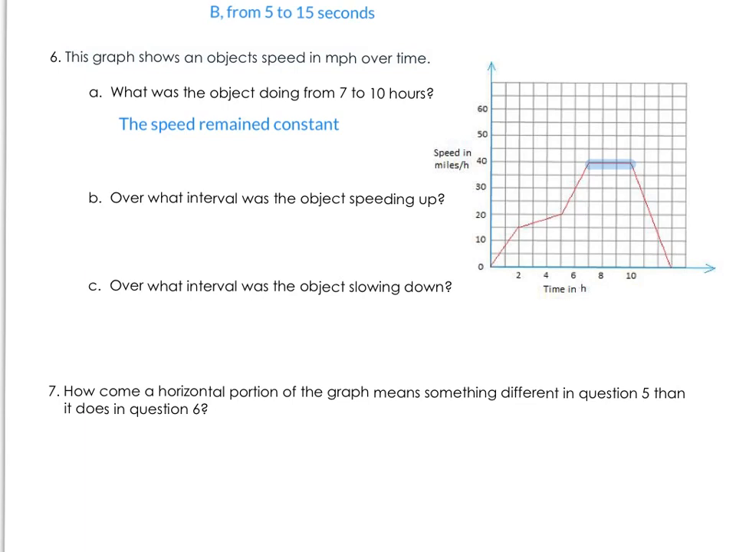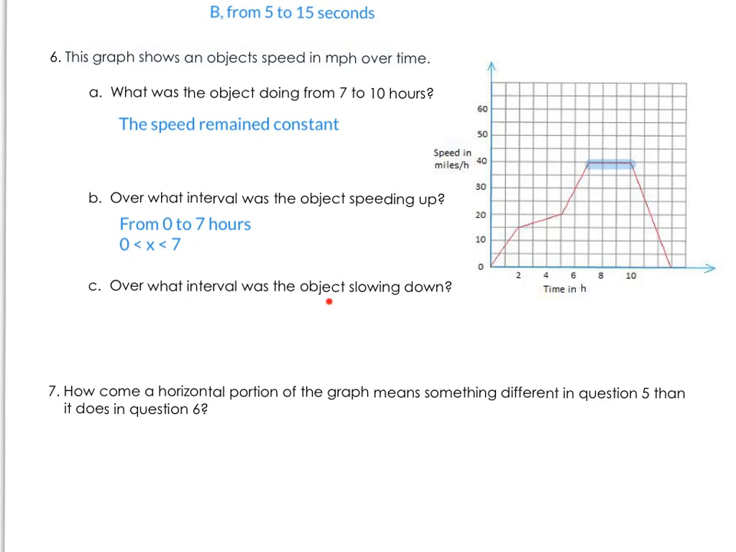Over what interval was the object speeding up? So when was it increasing? Well, if I look over at my graph, it was speeding up. The miles per hour was increasing all the way from 0 up to 7 hours. So I wrote that out from 0 to 7 hours, and the interval for that is 0 is less than x is less than 7. And remember, we talked about how at 0 and 7, it's neither increasing nor decreasing.